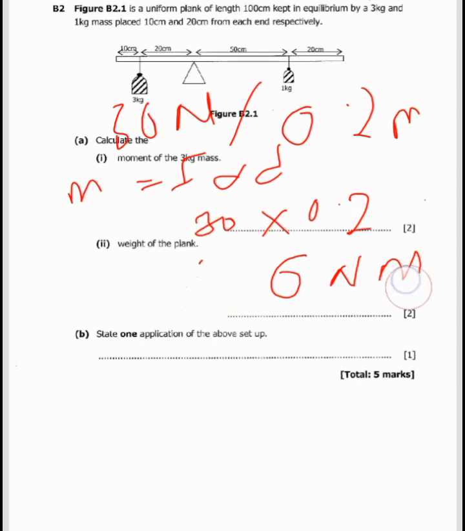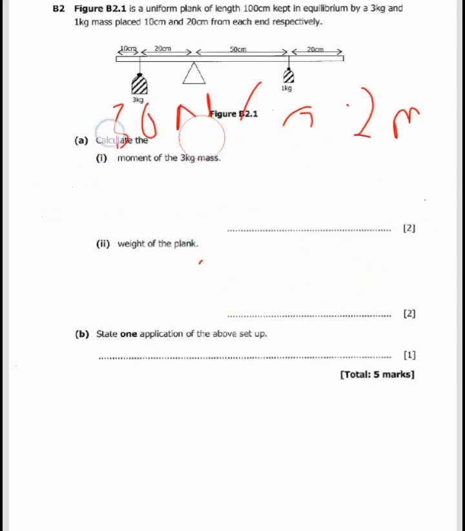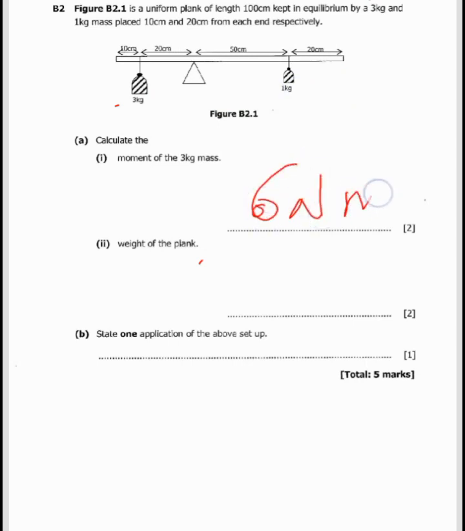Now let's come to the second one. We found that it's 6 newton meters, I indicate it here. Let's come to the second one. I'm saying find the weight of the plank.